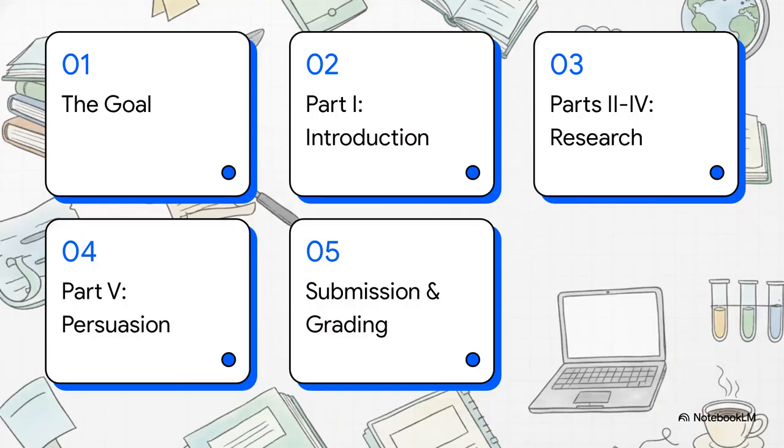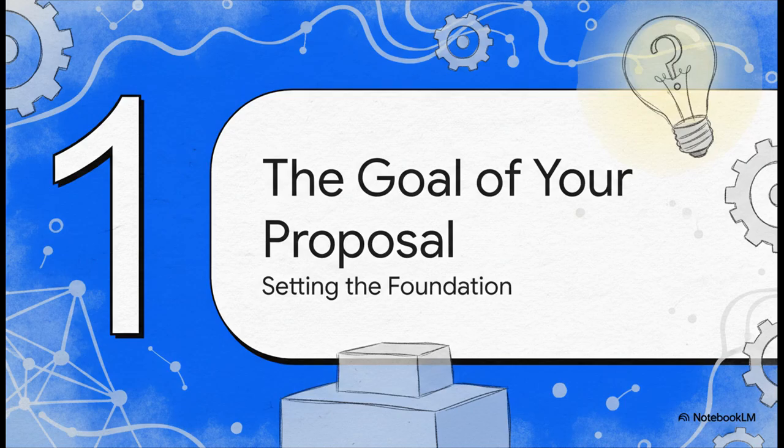So, here's our roadmap for today. First, we'll talk about the goal of this thing. Then, we'll tackle part 1, the intro and the all-important thesis. After that, we'll dive deep into the core research sections. We'll follow that up with part 5 on persuasion, and finally, we'll cover the submission and grading so you know exactly what to expect. Before we get into all the nuts and bolts, let's start with the why.